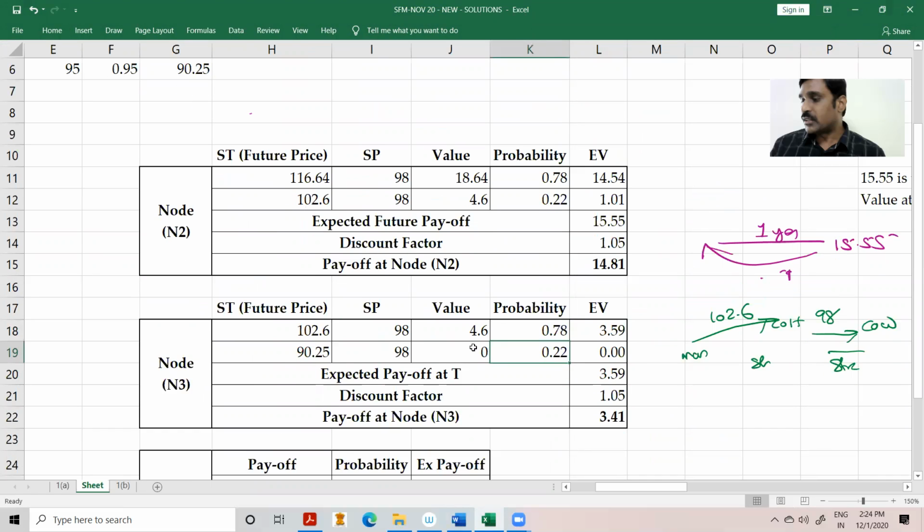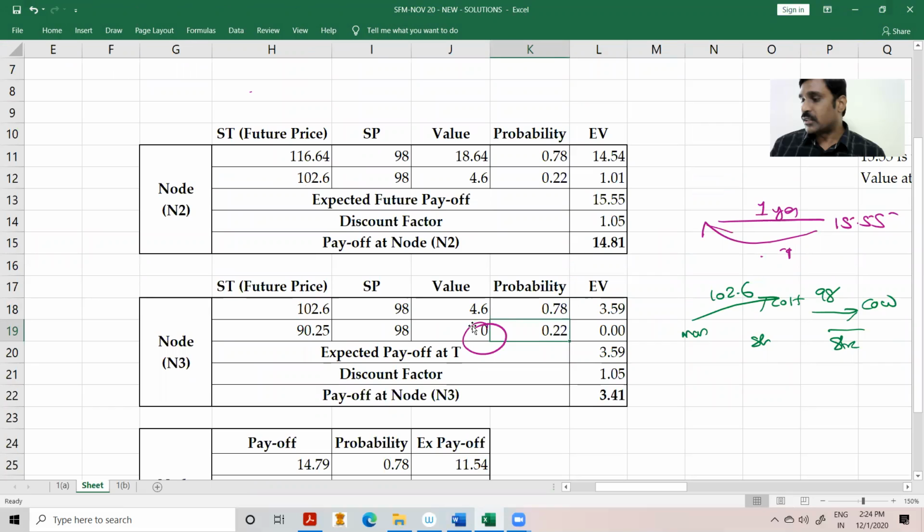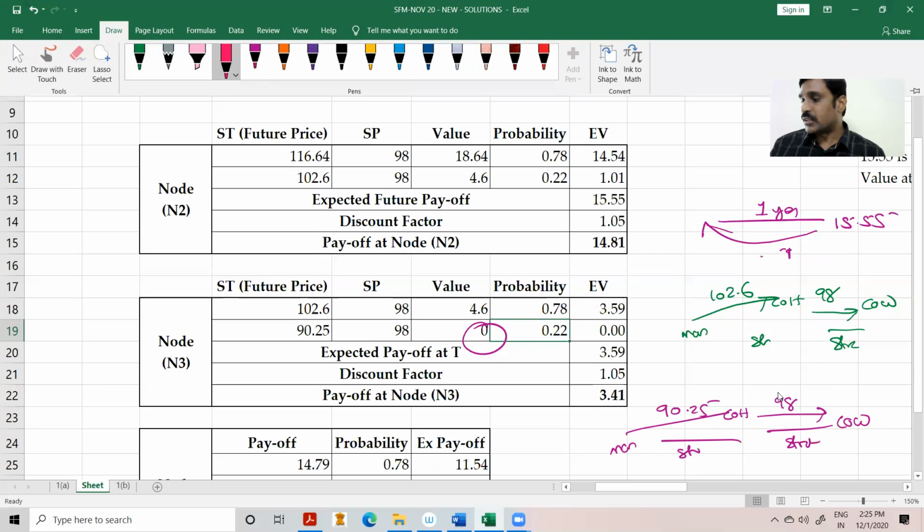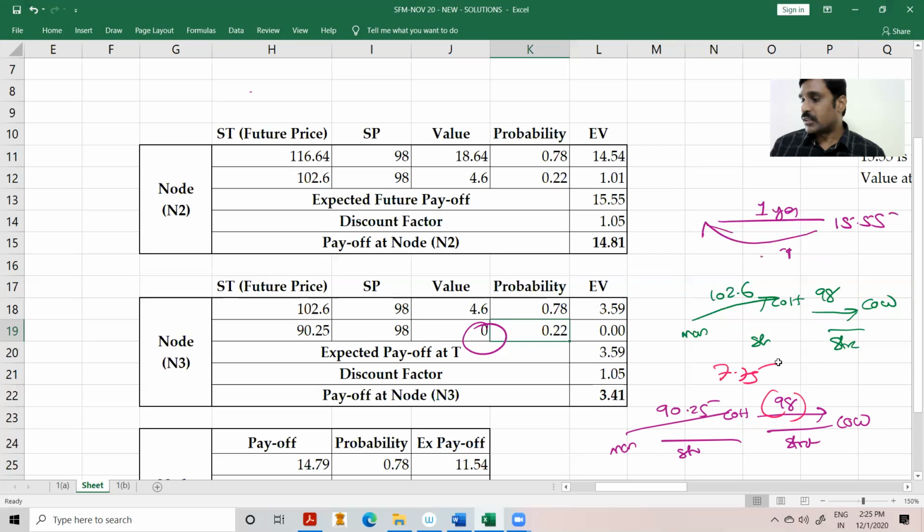Here, look at this point, 0. Why 0? Because the call option holder has an option to purchase, not the obligation. If exercising the option results in losses, he will not do that. If you pay 98 rupees and get the stock from the call option writer, and the market gives you 90.25, that means he was getting a loss of approximately 7.75 rupees. Why would you exercise it? It is not mandatory. It is not a forward contract. A forward contract is mandatory to execute.